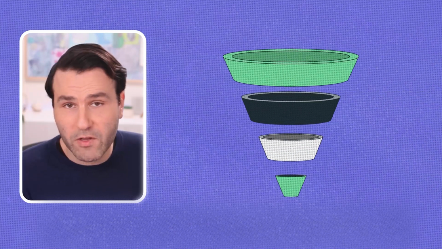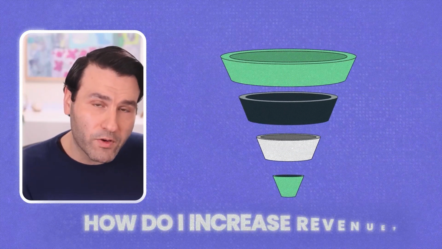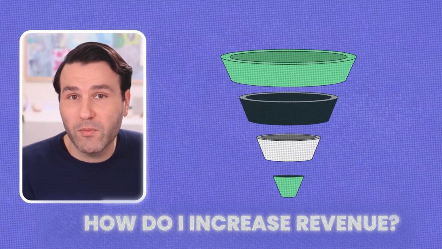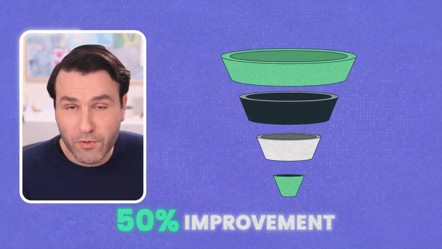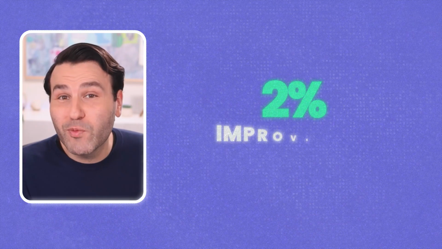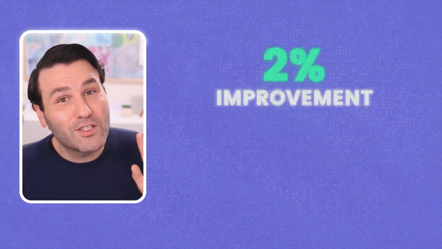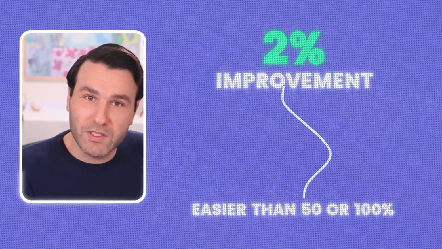So the thing that I see happen in a lot of instances is that agency owners look to just the top of the funnel to be able to look at how do I increase revenue. So let's say that the goal is for you to be able to make a 50% improvement in your revenue this year. And so in order to do that, what most people think is the lever is I need to generate this much more traffic, or I need to send this many more emails, 50% more emails, in order for you to be able to get there. So a 2% improvement, right, is so much easier than that 50 or 100% improvement.